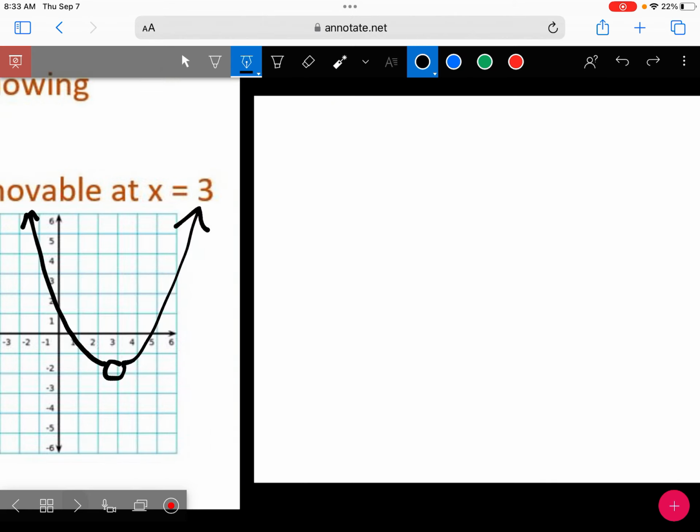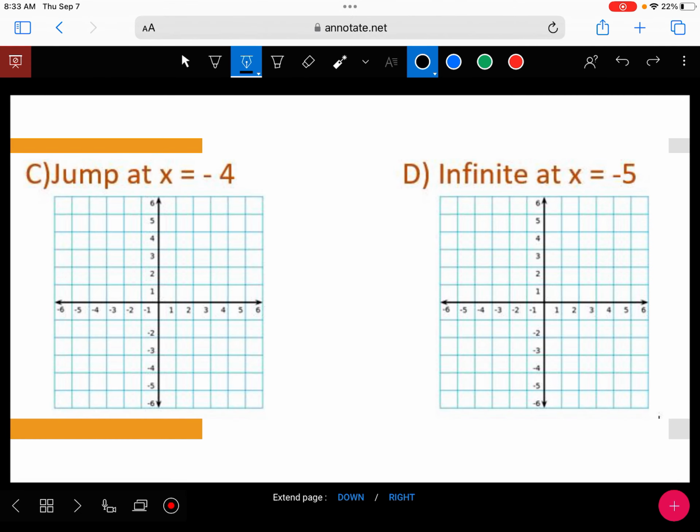All right, turn it over, C and D. Take 30 seconds, draw me a jump at -4 and an infinite at -5.